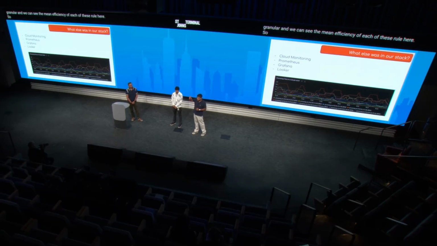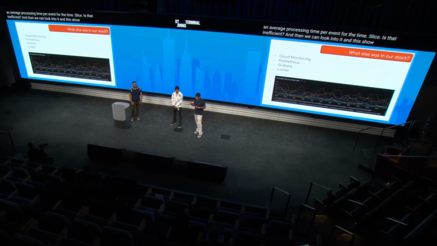So if you see something on the top that's a very inefficient rule, either the average processing time per event for that time slice is inefficient, then we can look into it, and this shows us what the next steps are to troubleshoot.